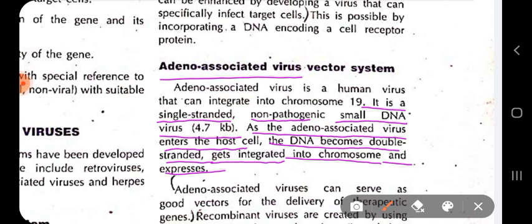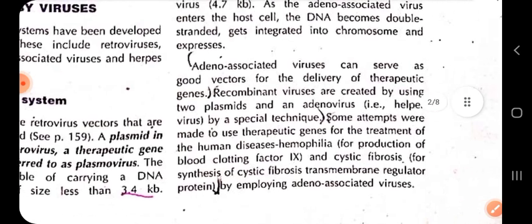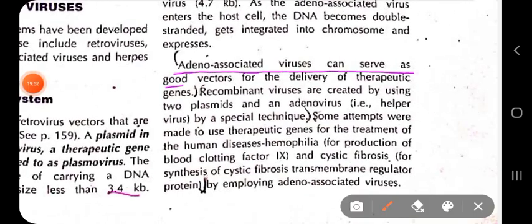So if we can somehow remove some non-essential part of the adeno associated virus genome and replace it with our therapeutic gene, and properly integrate that adeno associated virus vector into the target cell, there it will insert its genome, which also contains our therapeutic gene. It will become double stranded, get integrated into the chromosome and express. Then it is saying that adeno associated virus can serve as a good vector for delivery of the therapeutic gene.